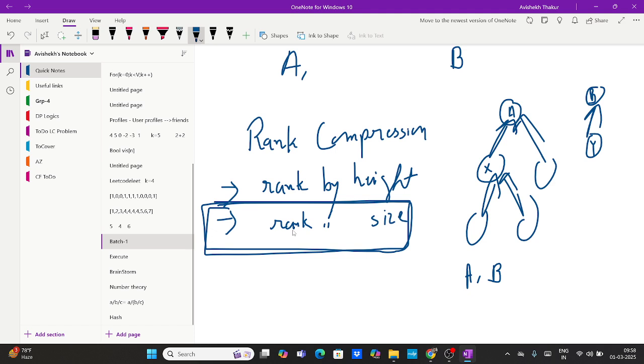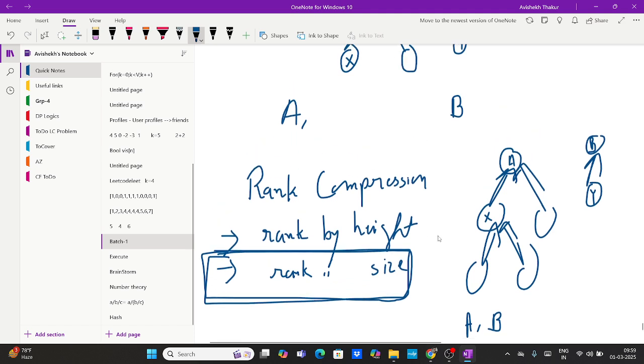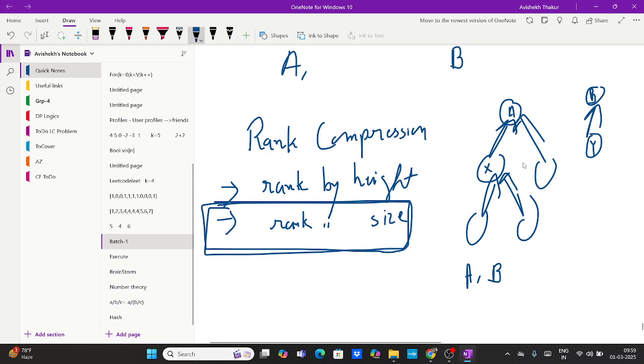What do you mean by rank by size? Rank by size is nothing but the number of nodes present in the representative's component. How many nodes are available in this one? It's 5. And here it's 2. So what rank by size tells you is always connect the smaller one to the bigger one. So in this case we just go ahead and attach this, that's all.